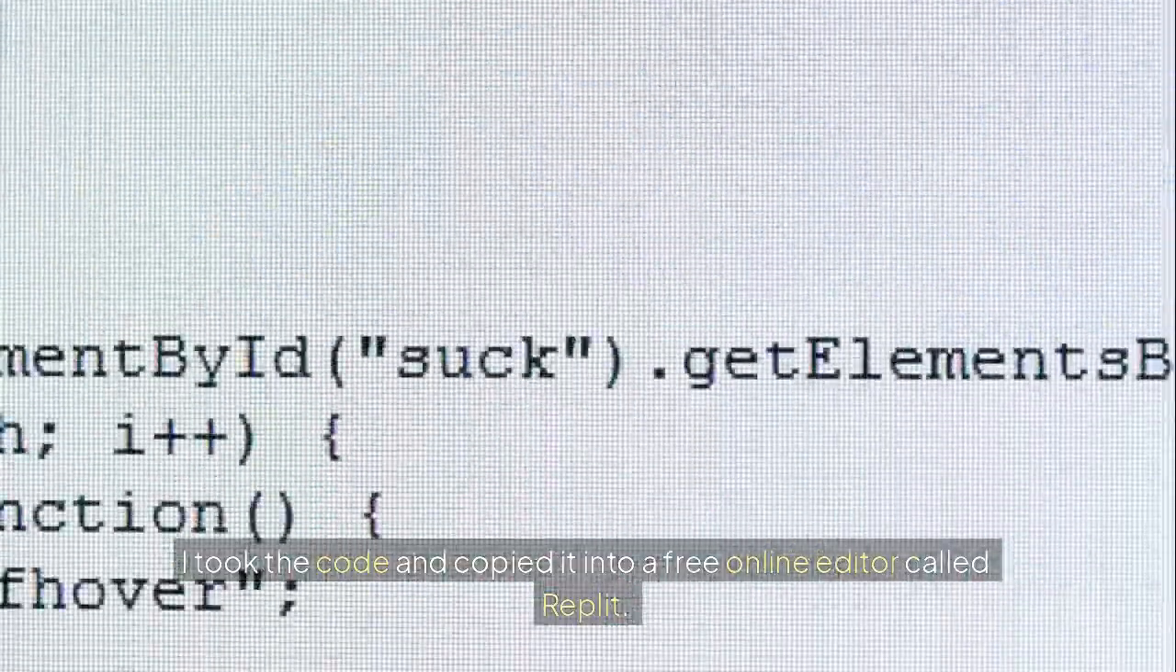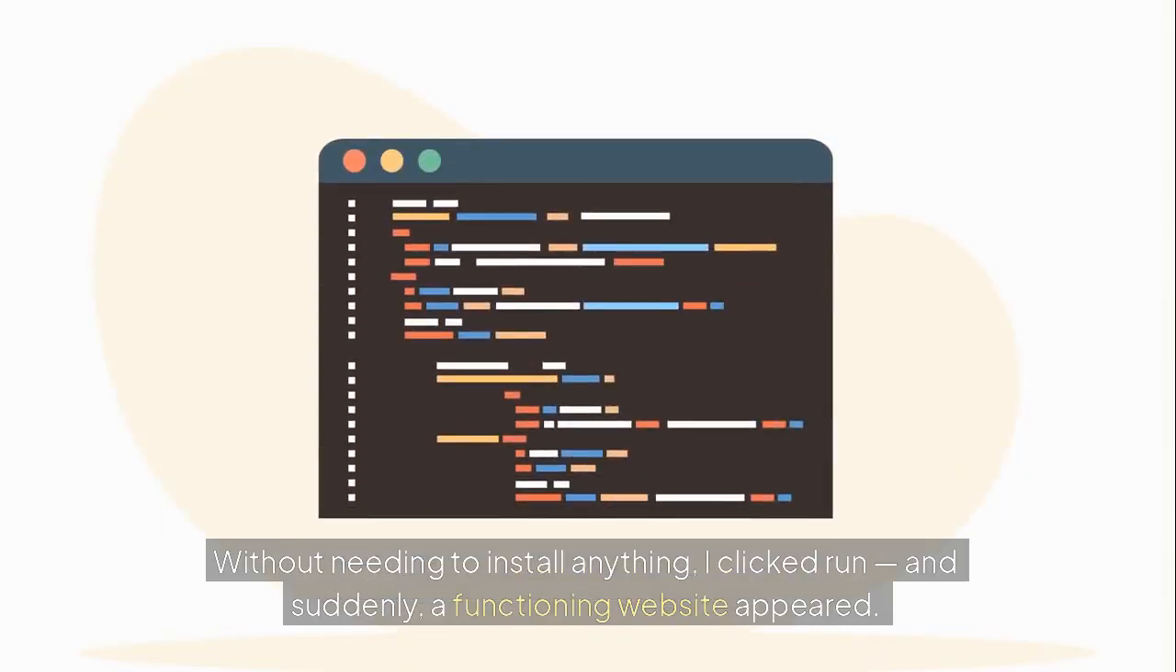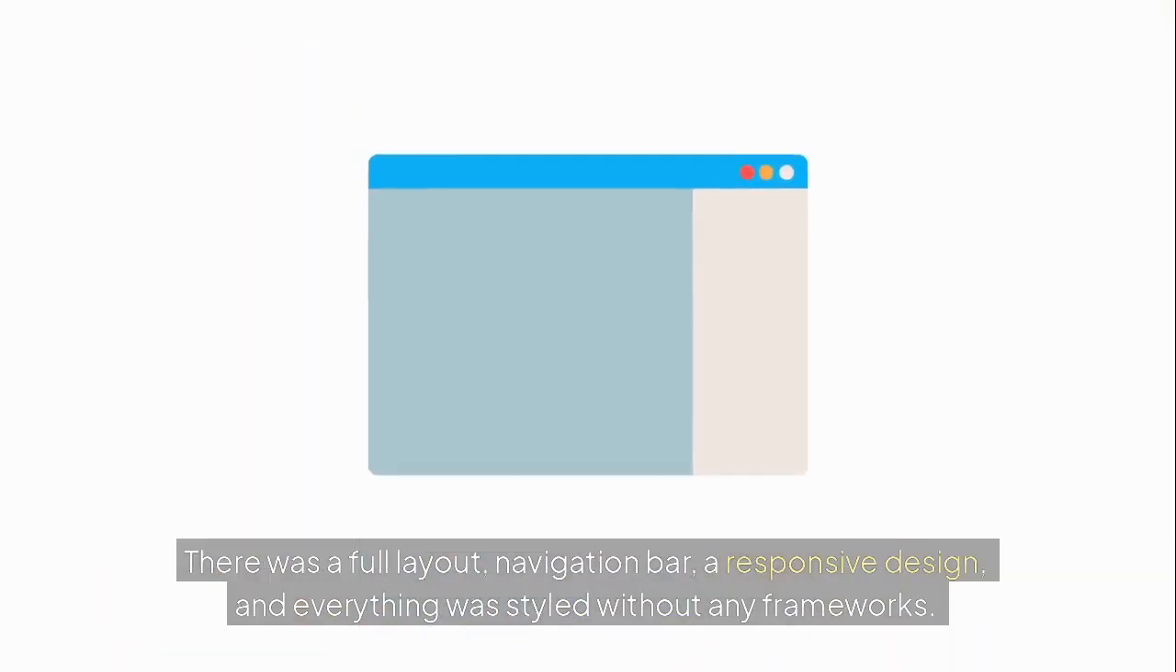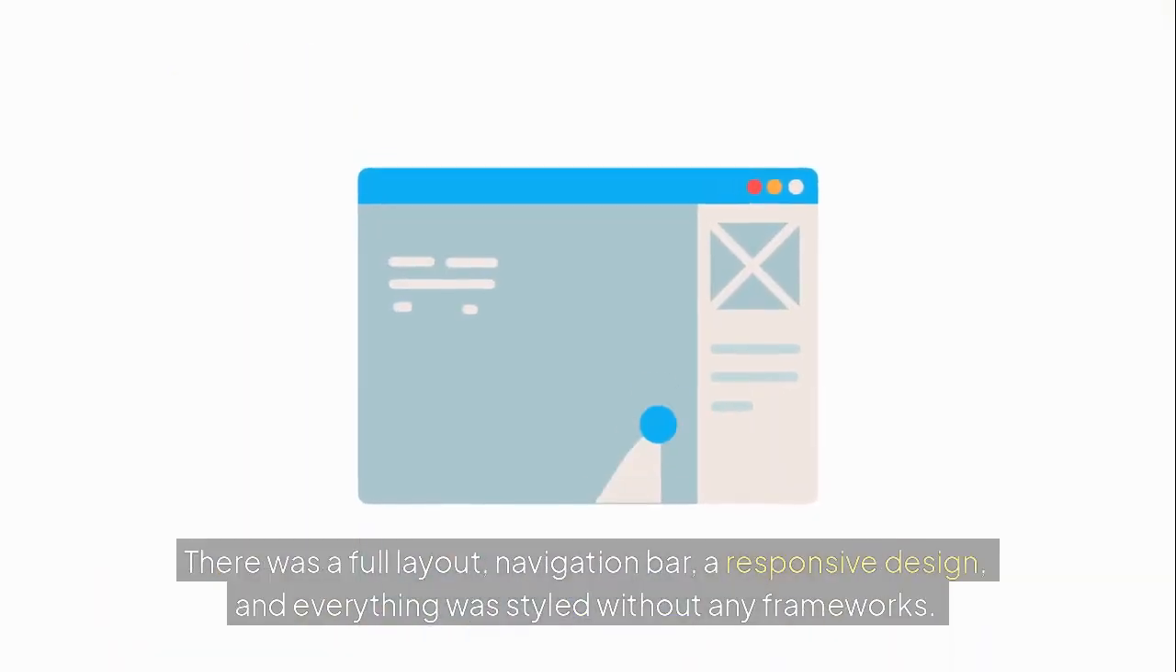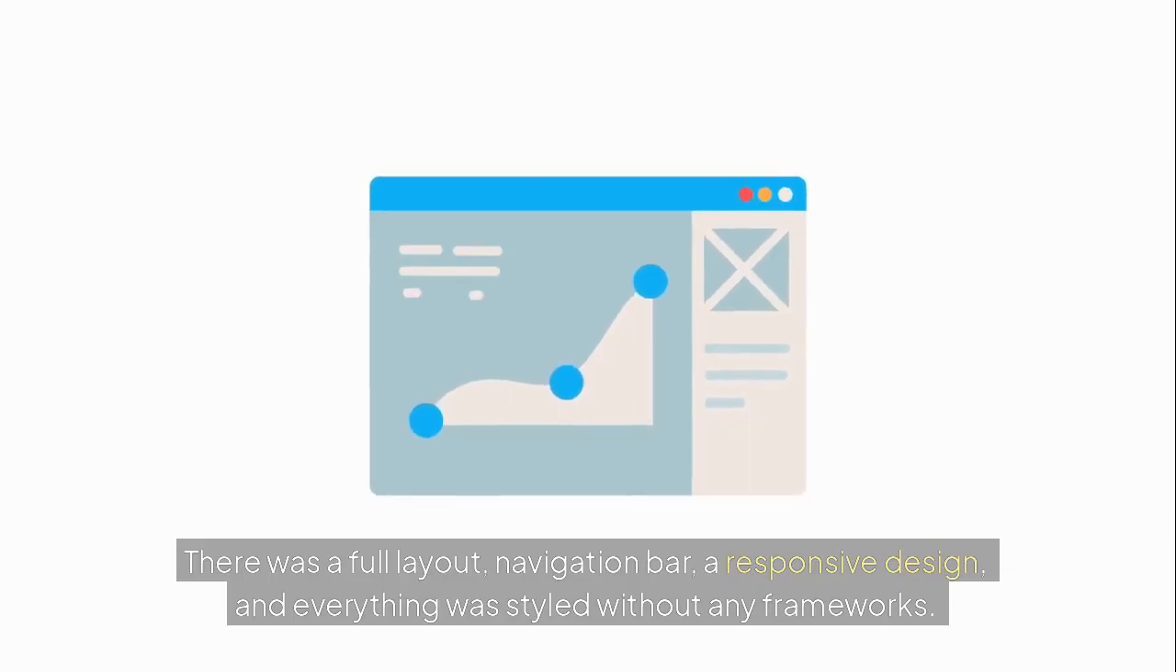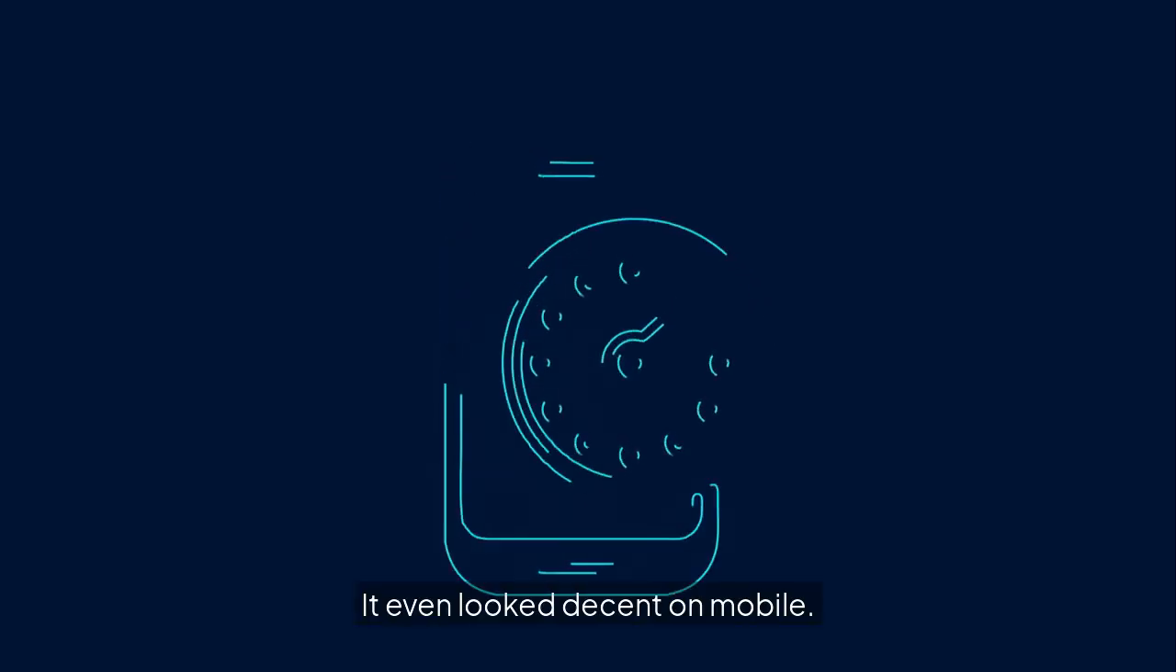I took the code and copied it into a free online editor called Replit. Without needing to install anything, I clicked Run, and suddenly, a functioning website appeared. There was a full layout, navigation bar, a responsive design, and everything was styled without any frameworks. It even looked decent on mobile.